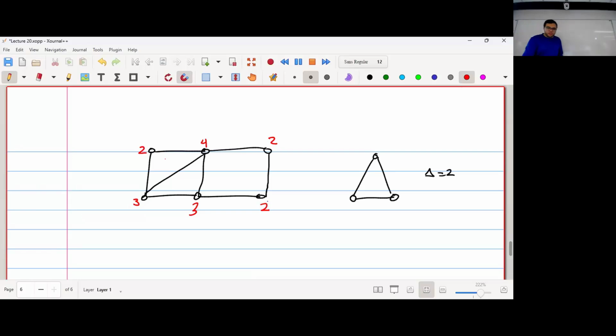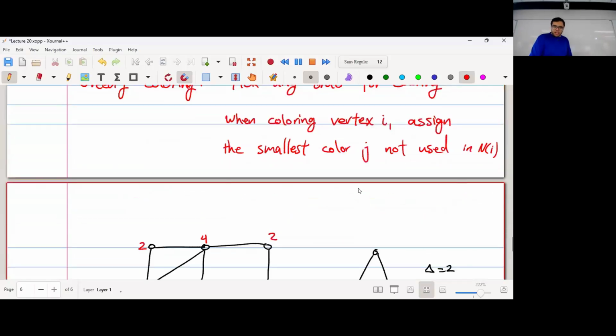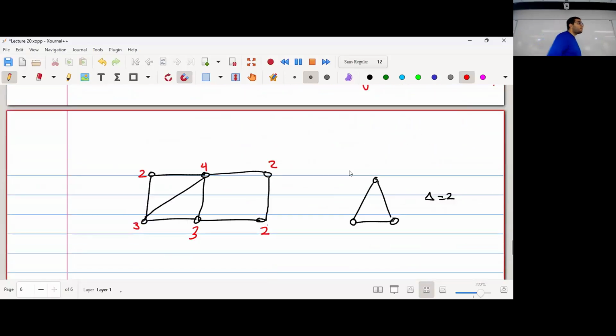So in the greedy coloring, we said that we just pick any ordering of vertices. But I can sort my vertices by degree. Now, which one do you think would give us a better result? If I sort them in increasing order of degree or in decreasing order of degree? So do you prefer to start with vertices of small degree and color them? Or do you prefer to start with vertices of large degree?